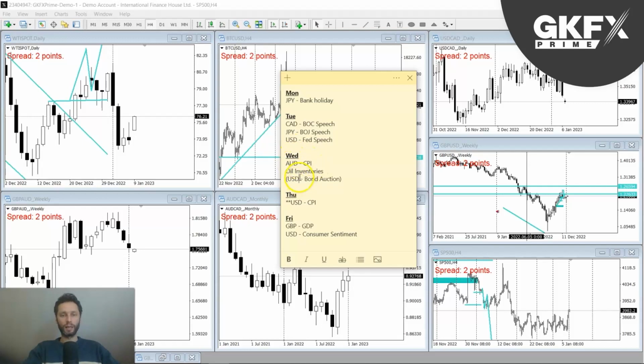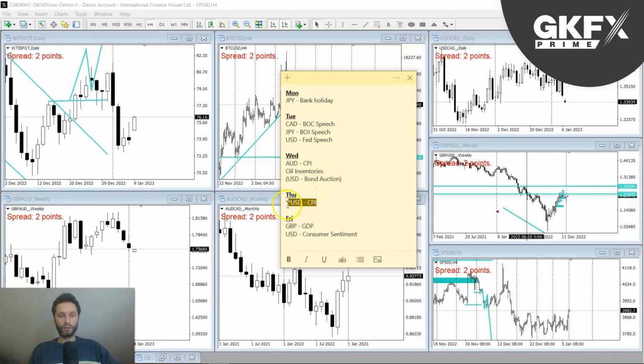Wednesday, we've got CPI on the Aussie dollar. We've got the oil inventory numbers. This will be important for the crude oil setup, which we've got here. We've also got the bond auctions on the dollar, not as important as the other news, but something to bear in mind. Could affect the dollar pairs.